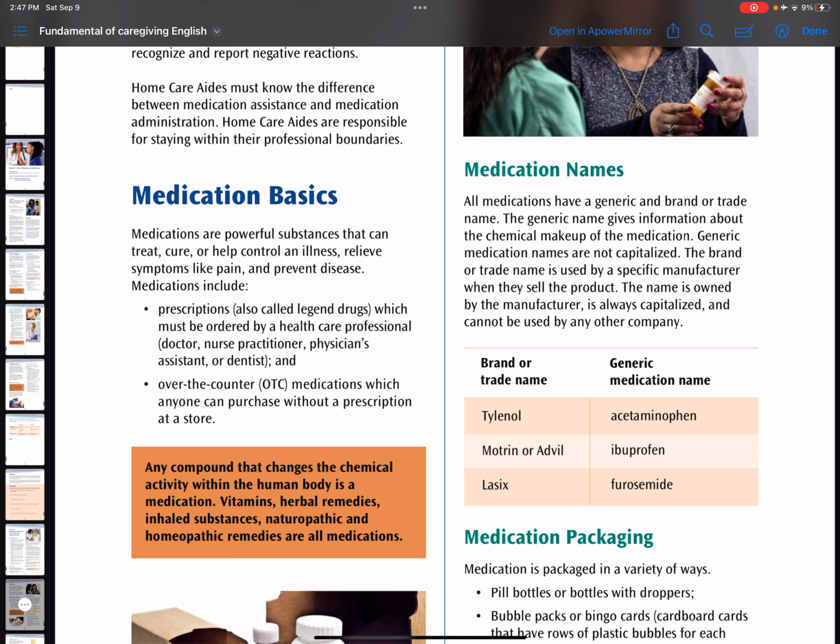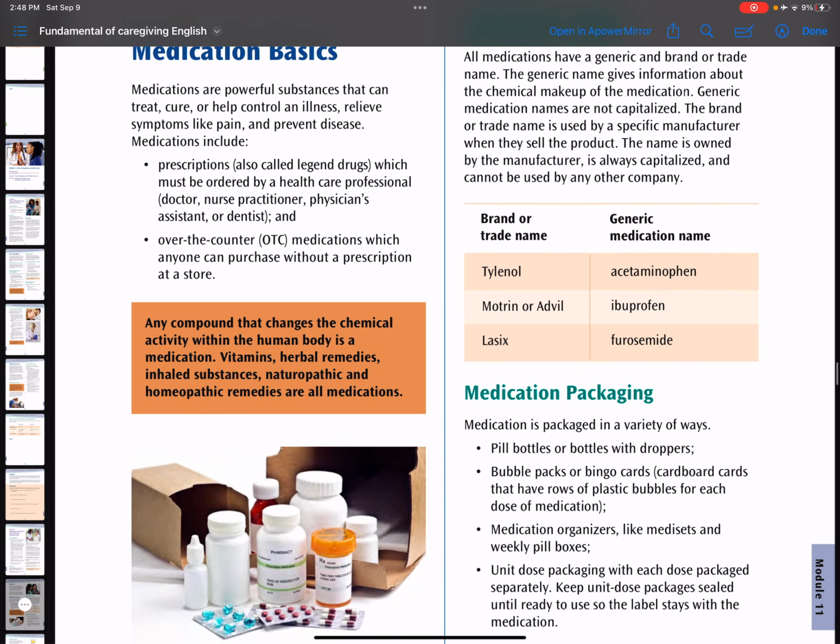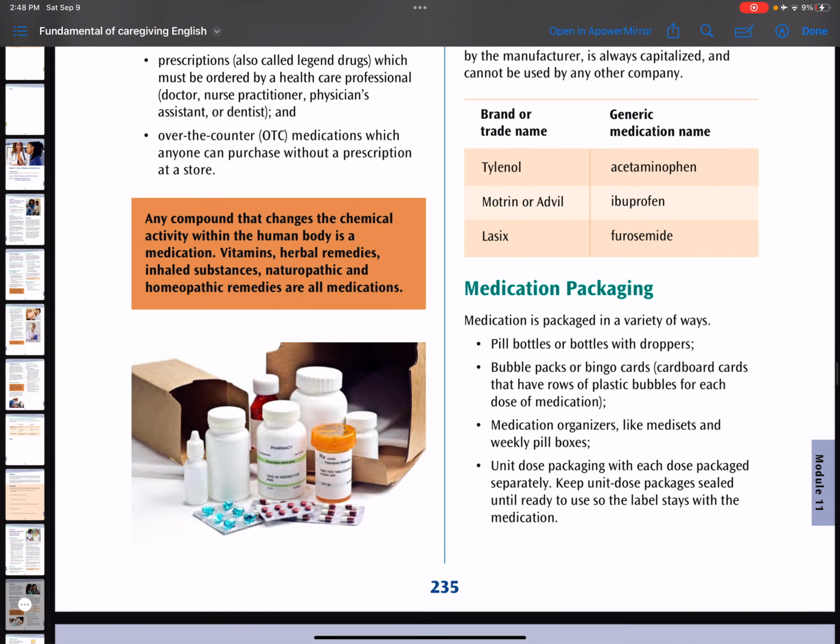And medications are packaged differently. They can be in a pill bottle or with a dropper, or in bubble packs, which are like plastic bingo cards, or in organizers. It shows here different kinds. Sometimes a medication is packed separately, one dose at a time. So these are the medication packages.